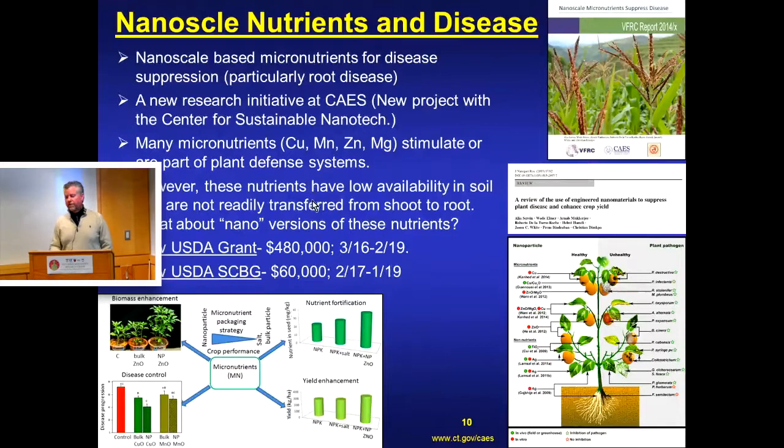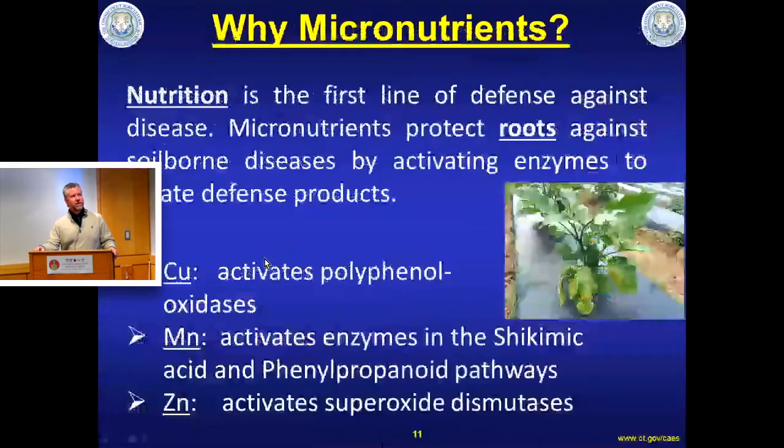We ran some initial experiments and used that as preliminary data to get a USDA grant, which just started last year. This year we also got a USDA specialty crop block grant, which was much smaller, but to look at some other specific crops. But the issue was all about nutrition. Nutrition is the first line of defense for most organisms, including plants. And in roots, the micronutrients are really important by a number of pathways. They stimulate these enzyme pathways, which provide the plant's defense against fungal infection. The soil is loaded with all sorts of fungal pathogens that are waiting to infect the plant. And these secondary metabolite pathways are very important to enabling that plant to defend itself.